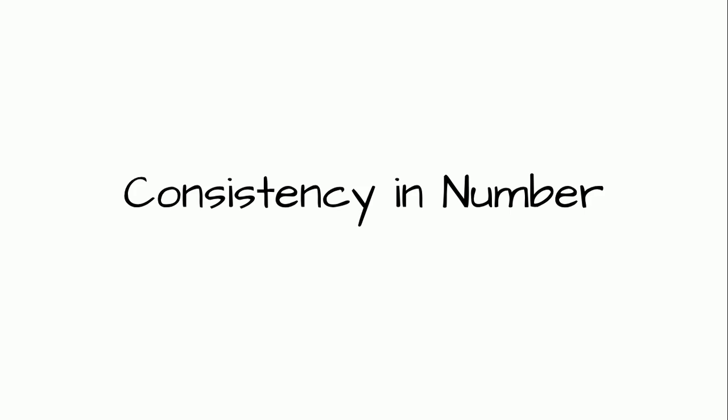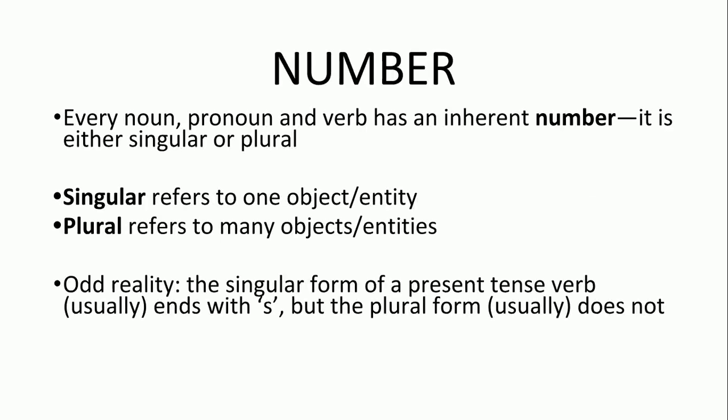So consistency in number. Number is an inherent property of all nouns and verbs. They can be either singular or plural. It's pretty intuitive. So singular, it refers to one thing. Plural, it refers to many things. Every noun and verb and pronoun has an inherent number.